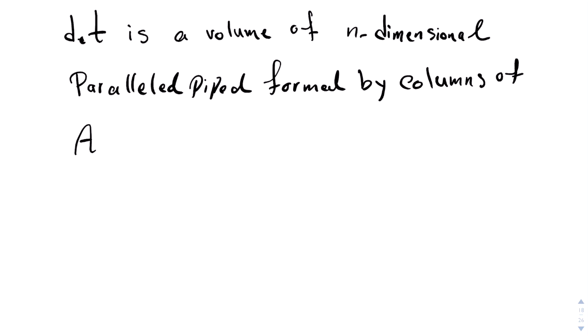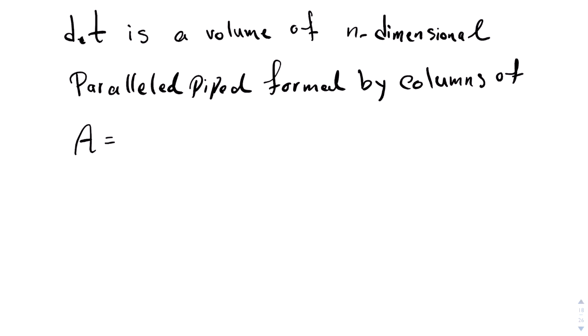So what does this statement mean? That means if we consider the columns of matrix A as sides of a parallelepiped, which is a geometrical shape, then the volume of this parallelepiped is the determinant of the matrix. So let me give you a simple example. I hope that will simplify the understanding of the determinant. We will consider a very simple case, a two-dimensional matrix.